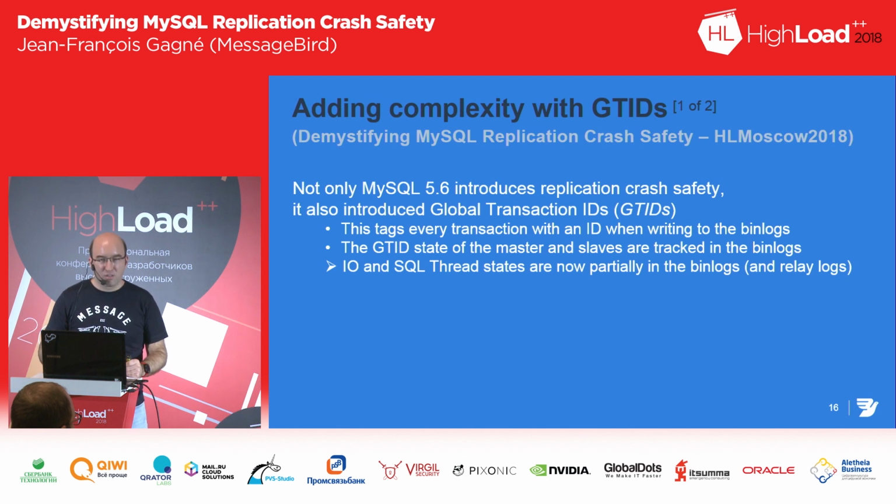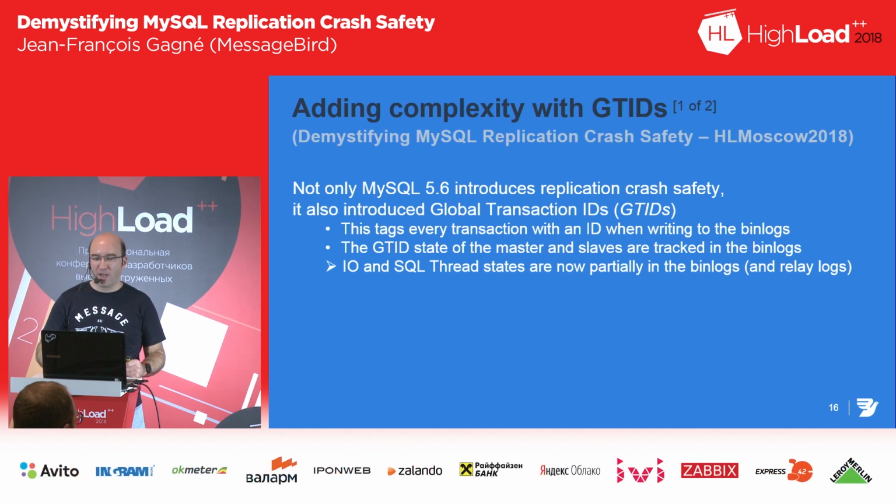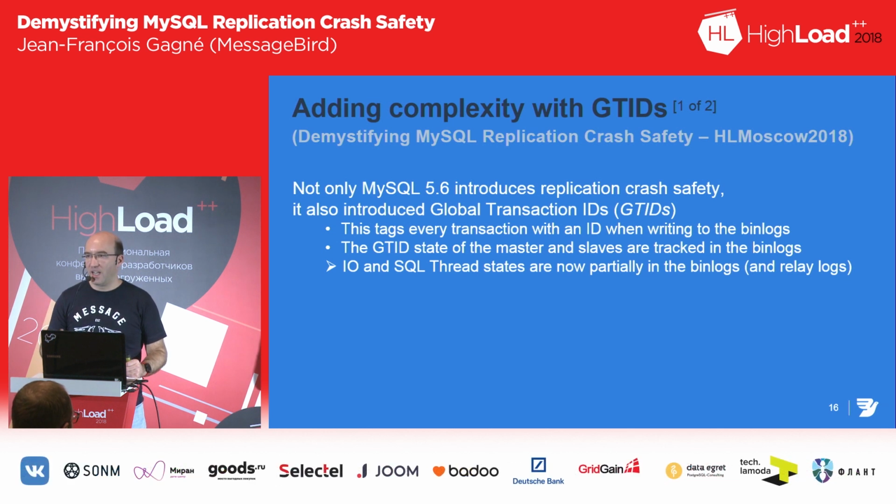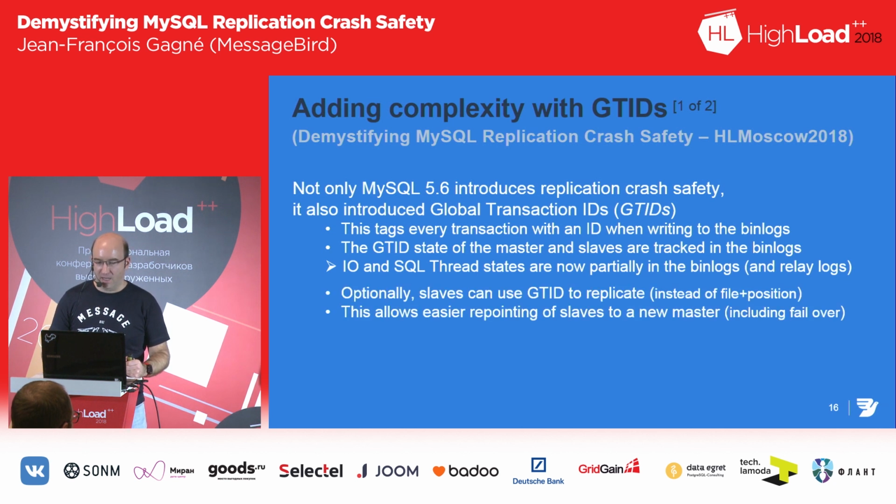But MySQL 5.6 also introduced something called global transaction ID, which complexifies things, so we'll talk about it a little. The idea behind global transaction ID is that at the moment a transaction is committed on a master, it is tagged with an ID, and this is done at the moment the transaction is written in the binary log. So if a transaction rolls back, no global transaction ID is assigned, because on rollback, the transaction doesn't go in the binary log. And so now, the state of a slave that is based on GTIDs is partially in the binary log and in the relay log. So it will make things a little more complicated.